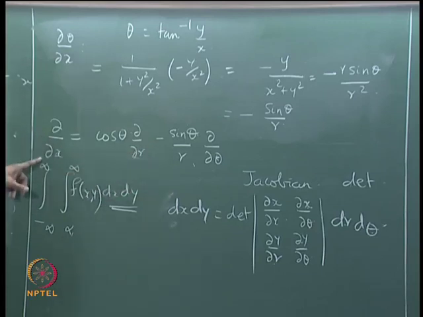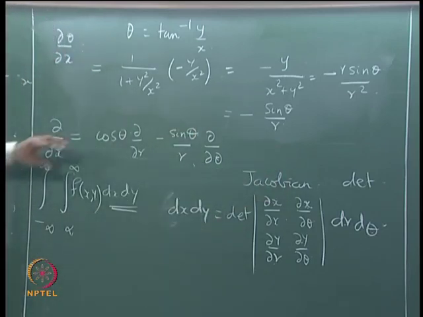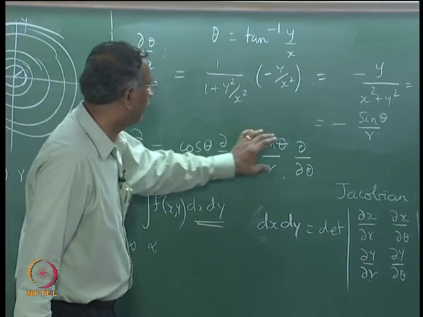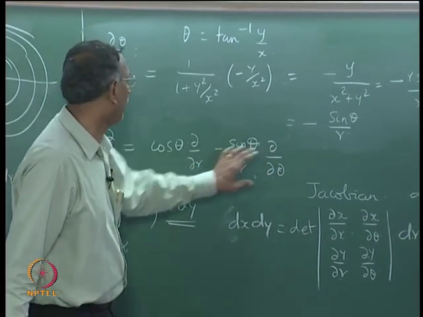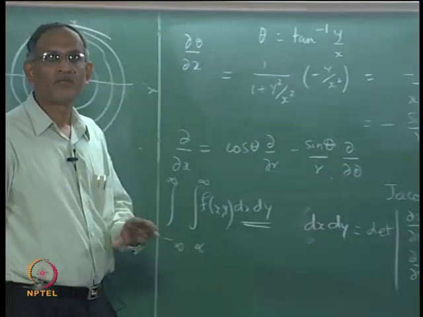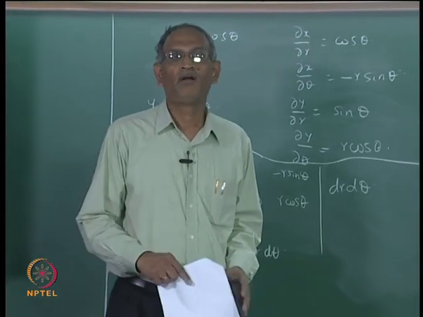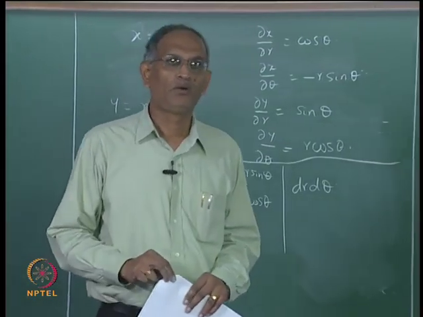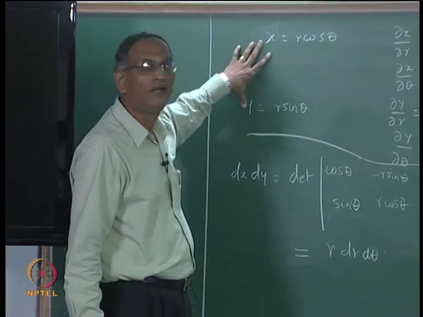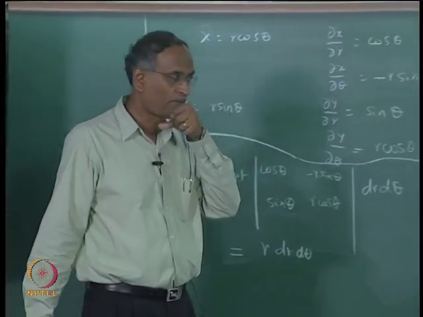So, if I have to write ∂²/∂x², this whole thing acting on itself will have to be done carefully, because when ∂/∂r acts on this part in its following form, it will have not only a second derivative ∂²/∂r∂θ, but also ∂/∂r acting on minus sin θ by r, because there is an r here. Making sure that those things are taken care of algebraically, this is essentially all that we need to do in transforming the coordinate system from one representation, the Cartesian coordinate representation, to another coordinate representation, the polar coordinate representation.